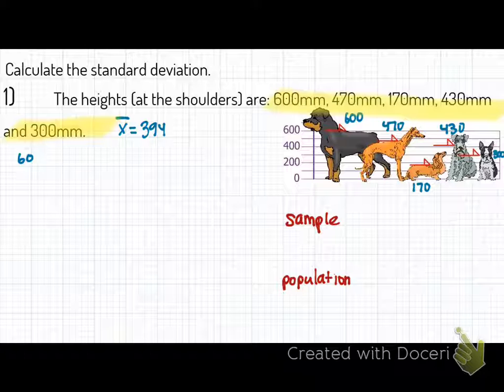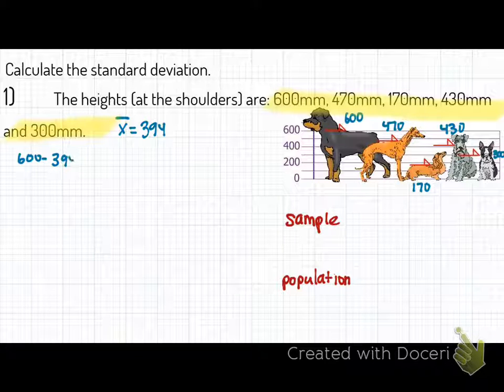Step 1 we've done already. It says identify the mean of the numbers. We just did that. Step 2, for each number, subtract the mean and square the results. So we have two parts in step 2. We have to subtract the mean. Here we go, we're going to start with the big dog. What's the size of the big dog? 600. And we have to subtract the mean. What's the mean in this example? So we're going to subtract 394.